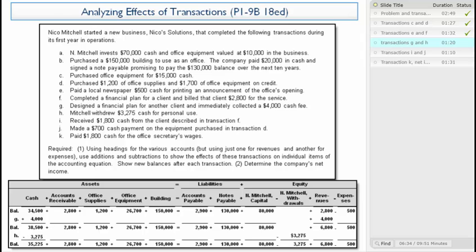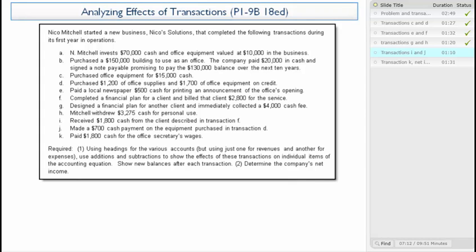Then on the next transaction, the owner withdrew $3,275 cash for personal use. So we see cash decreases by $3,275, and we enter a positive amount, actually a negative amount, under Mitchell withdrawals, $3,275. It shows up negative because of the equity equation that begins with capital and then subtracts withdrawals, adds revenues, and subtracts expenses. So as a result, cash decreases and so does equity, and we're still in balance.